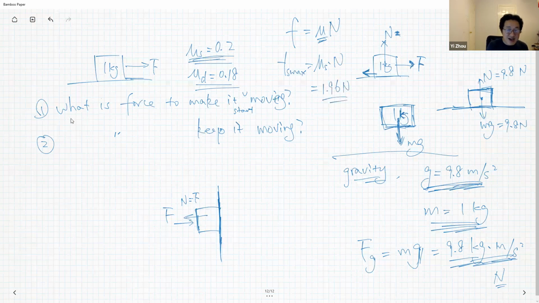So that's what I asked. What is the force to make it start moving? The difference between static and dynamic friction is that when the box starts to move, it doesn't have that much friction anymore. So it only has a little less friction. So what is the force that keeps it moving?